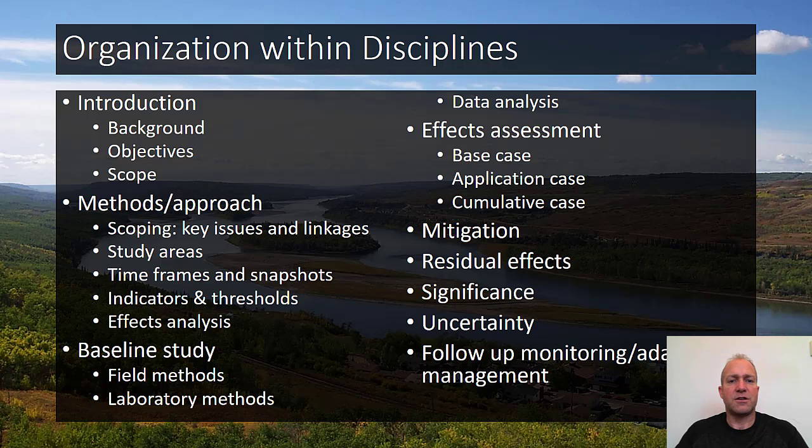So, scoping, key issues and linkages. What are the key issues that we're looking at? How are we going to look at them? Our study area will generally have some well-defined spatial boundary. So usually if it's a water component, it can be a watershed. If it's an air component, it can be everywhere that the air plume or air dust or any sort of air effects can travel to. If it's wildlife, it might be the range of a certain species. It's really what is that spatial extent that makes sense for our assessment.